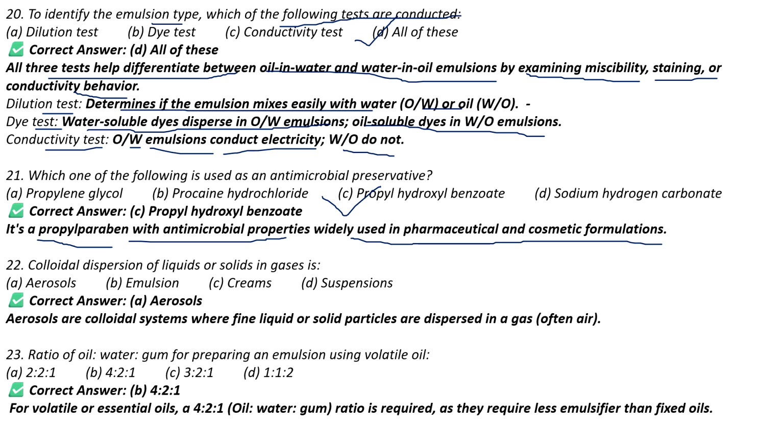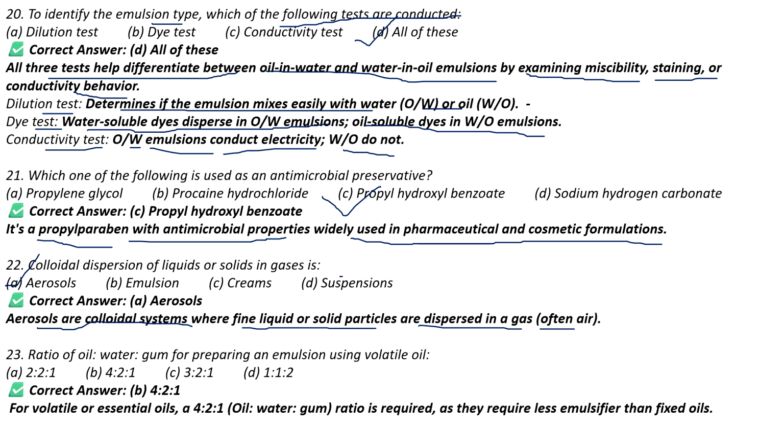Colloidal dispersion of liquids or solids in gases is. Options are aerosols, emulsions, creams, or suspensions. So aerosols are colloidal systems where fine liquid or solid particles are dispersed in a gas, often air. So we can say aerosols are the colloidal system in which liquids or solids are dispersed in gases. Moving on to the next question.